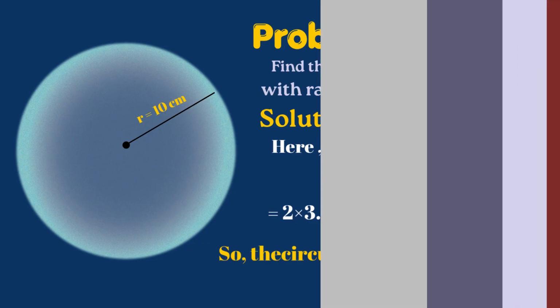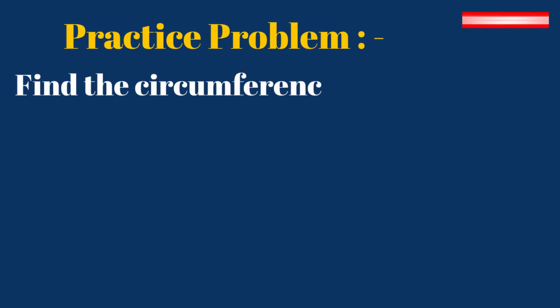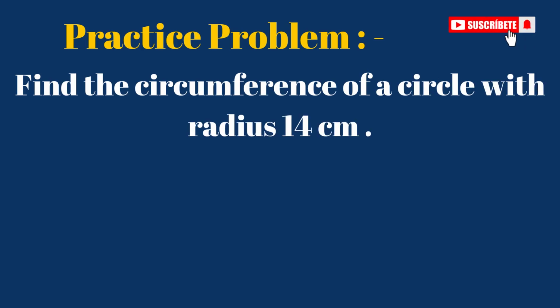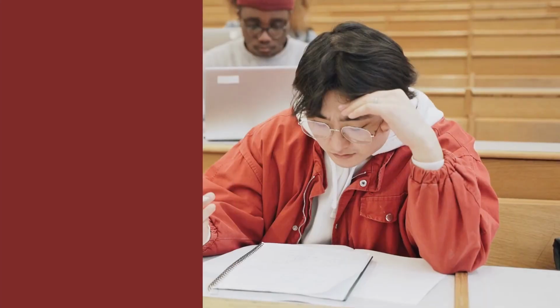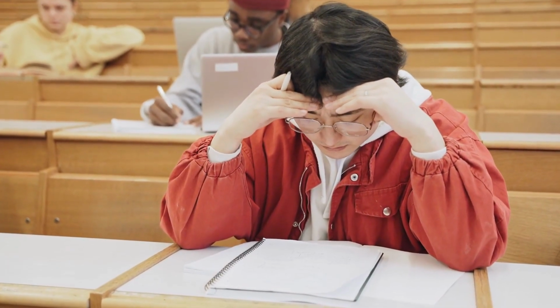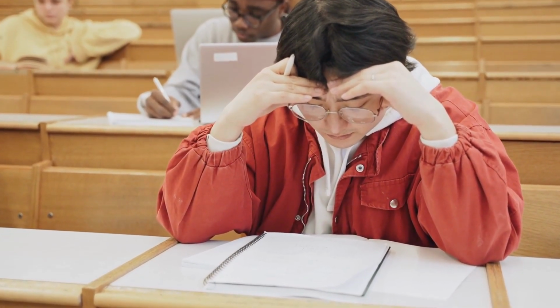Practice problem. Here is a practice problem for you. Find the circumference of a circle with radius 14 centimeters. Try solving it yourself and use pi equals 22 by 7. The answer of this problem is 88 centimeters. Did you get it right? Comment your answer. Sometimes your exam will tell you which value of pi to use. Always follow the instruction.